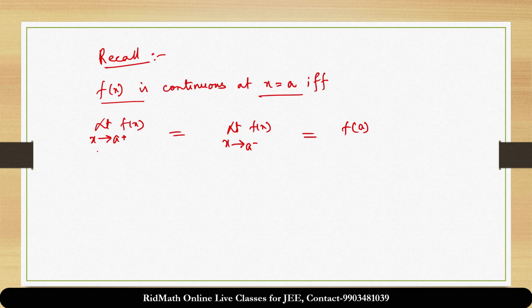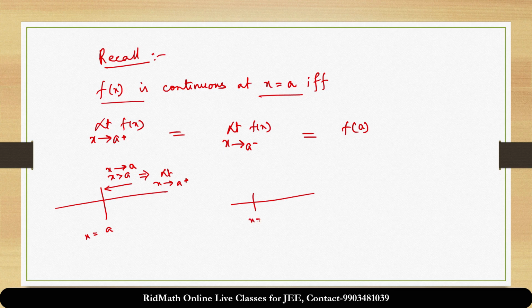So what does it mean that x tends to a plus? That means this is a, x equal to a. So x tends to a plus means x is tending to a and x is greater than a. This means limit x tends to a plus. And this is x equal to a, and x is tending to a and x is less than a. This means limit x tends to a minus.